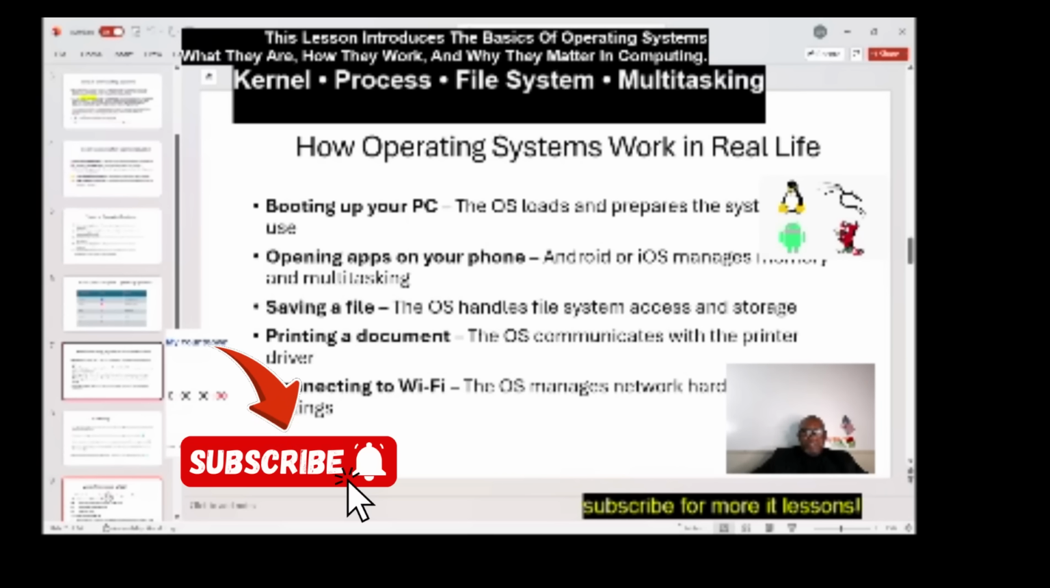How does an operation system work in real life? Booting up your PC, opening apps on your phone, saving a file, printing a document, and connecting to Wi-Fi. Now that I have pointed out all these things so far, let me use a little time to explain exactly what an operation system is.